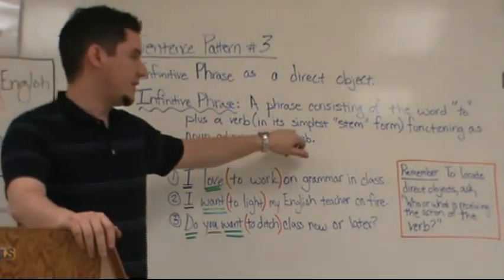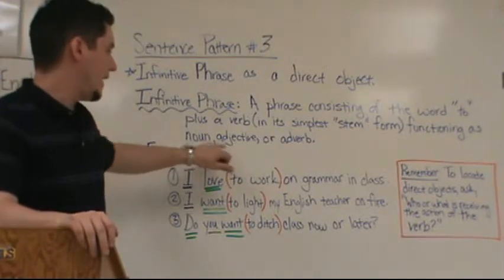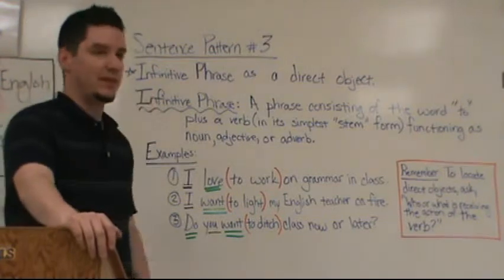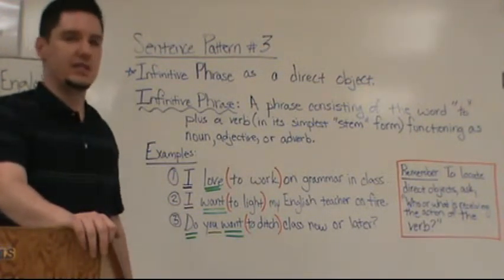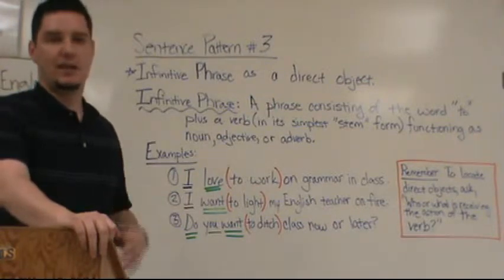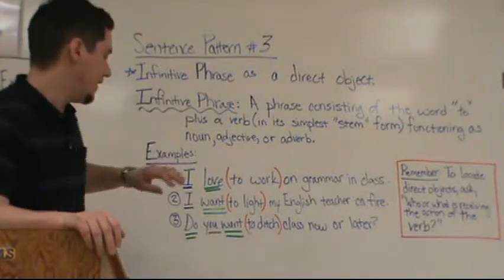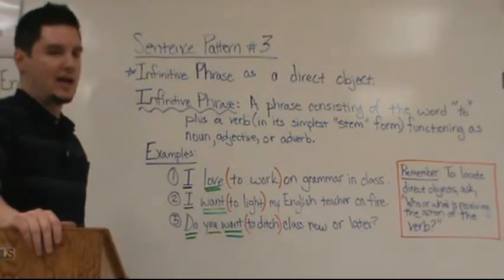Right? And we're talking about the verb in its simplest stem form, functioning as a noun, adjective, or an adverb. All right? And when we say stem form, we mean that we're leaving a word like love in its verb form. We're not changing it to loved, loving, none of the different forms. We're going with the simple stem of the verb. For example, I love to work on grammar in class.